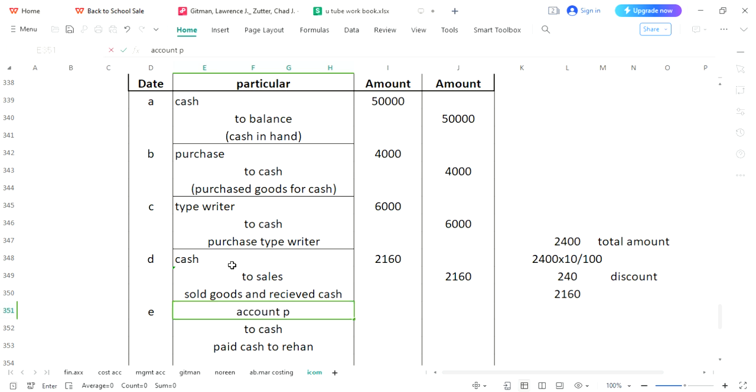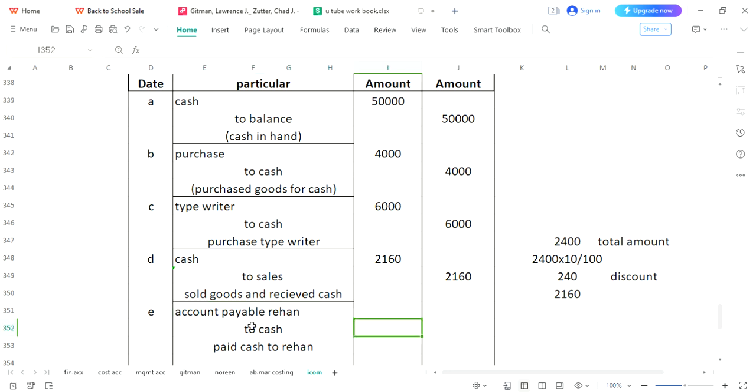So account payable Rehan. Rehan was the person who was account payable. When you have paid Rehan, your liability has been decreased. I am sure that you are noting it down. Rehan was your liability. Decrease in liability should be written on debit side. So that is why account payable Rehan has been written on debit side.